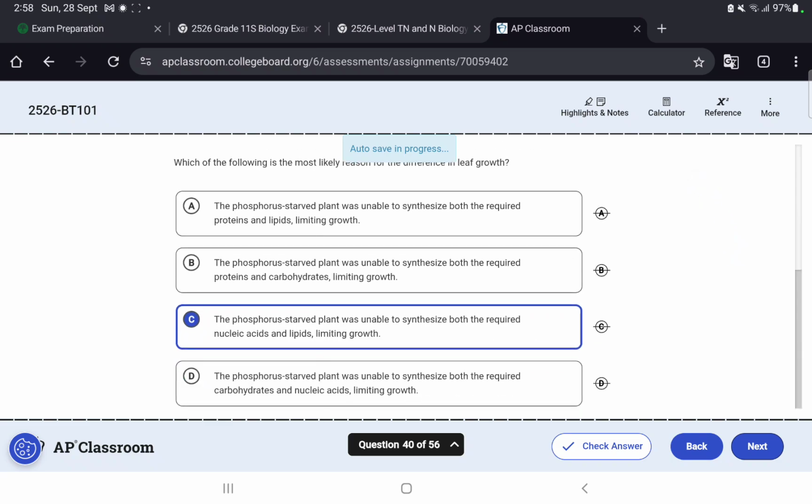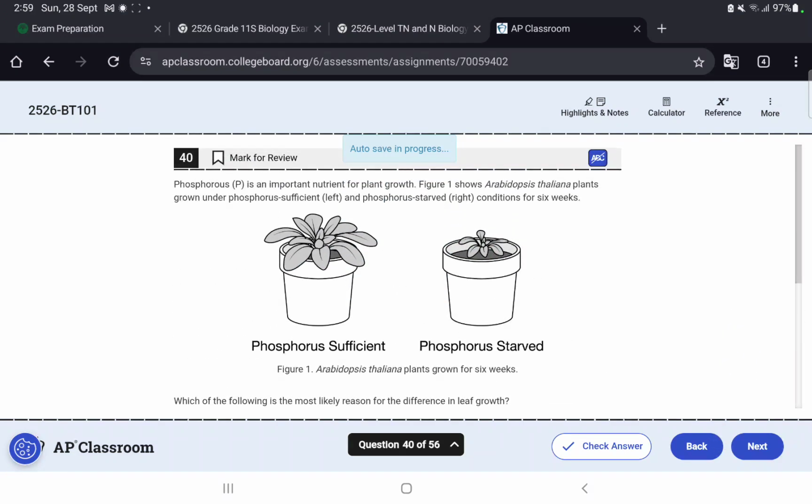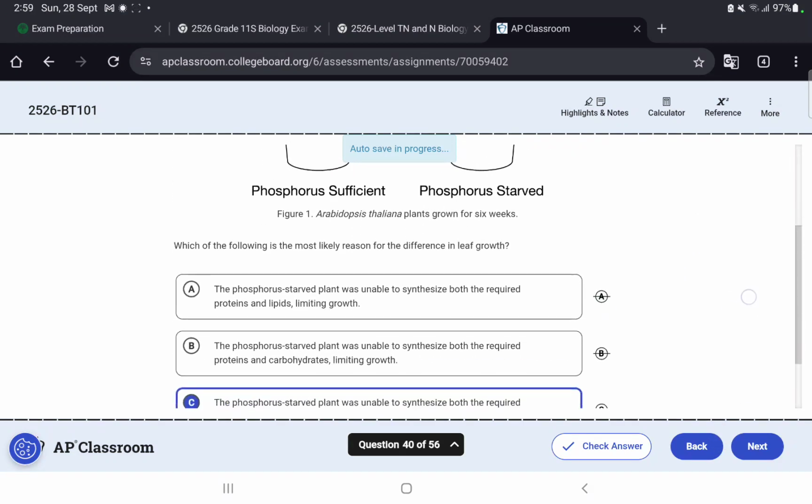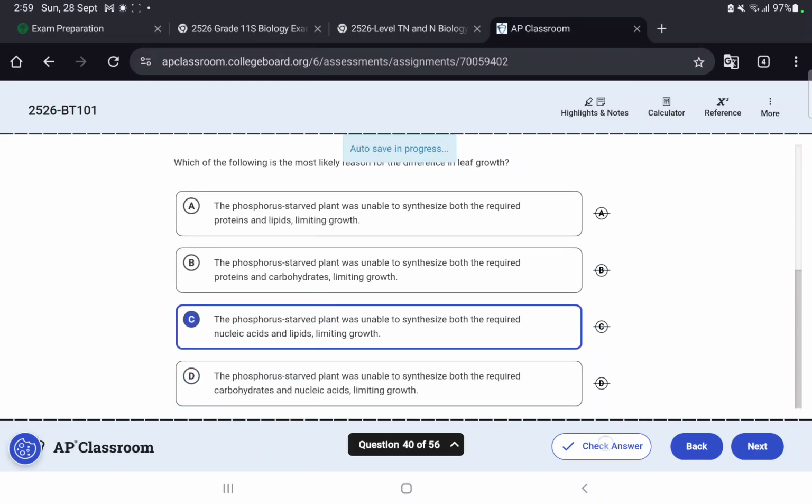Okay, so the phosphorus-starved leaves were unable to synthesize both the required nucleic acids and lipids, limiting growth. So if we remember, phosphorus is one of the building blocks of nucleic acids and phospholipids, meaning that if we don't have phosphorus, we won't be able to have nucleic acids or phospholipids. That will limit our growth. That is why the plant on the right is smaller than the plant on the left. The plant on the left has phosphorus, so it has nucleic acid, it has phospholipids. It can grow way more efficiently than the one on the right.